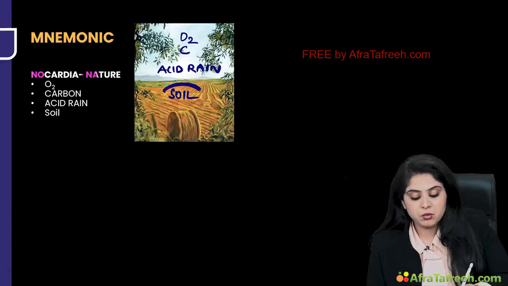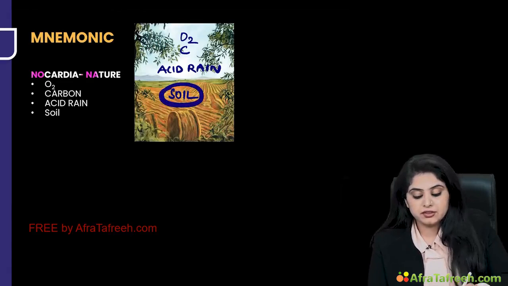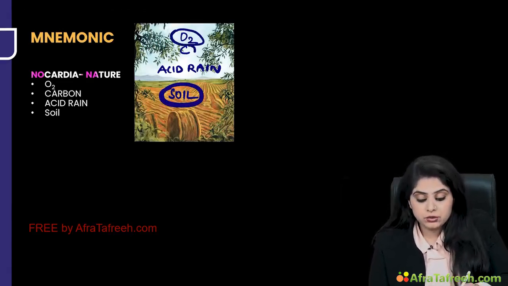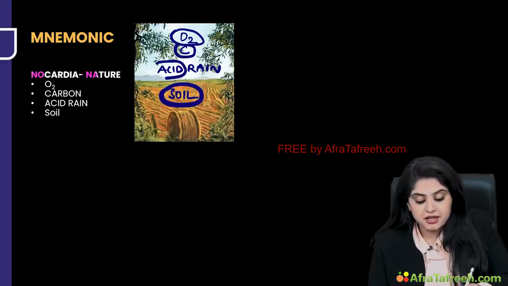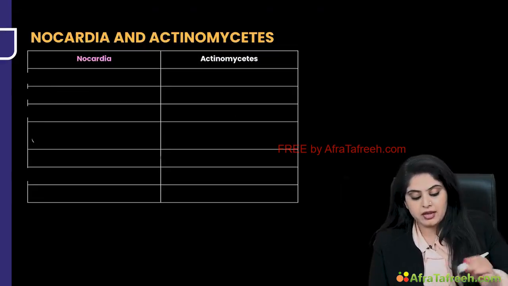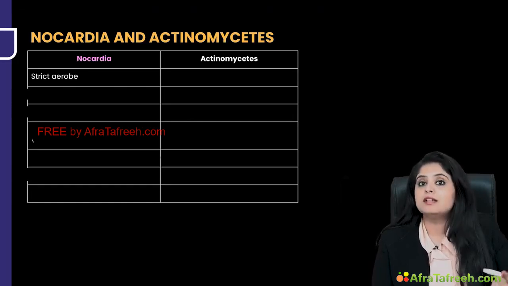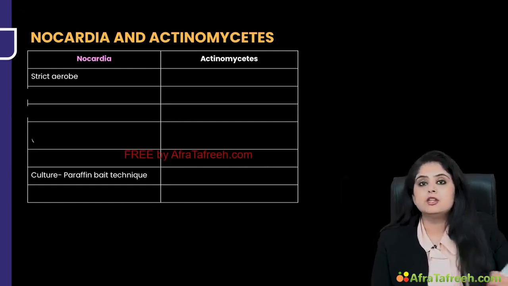If you know all these points, you know everything about Nocardia. Because if someone asks you what is the natural habitat, it is going to be there in the soil. If someone asks you is it an aerobic organism, yes, it requires oxygen. Can you use carbon and grow it? Yes, you can. Is it acid fast? Yes, it is. So coming back, when I talk about Nocardia, as I said, oxygen, it is a strict aerobe, and at the same time, it also requires carbon.